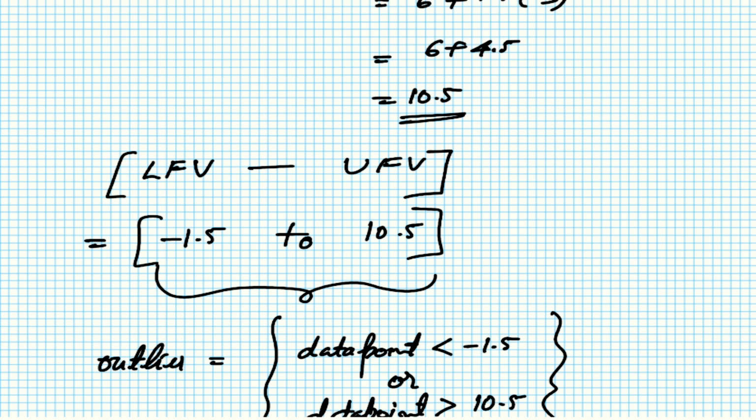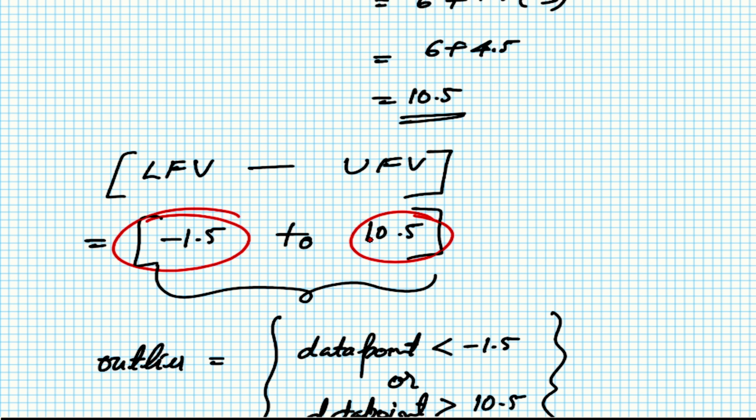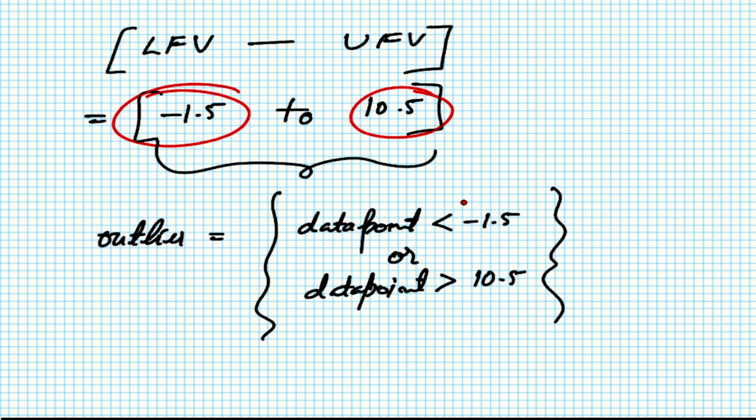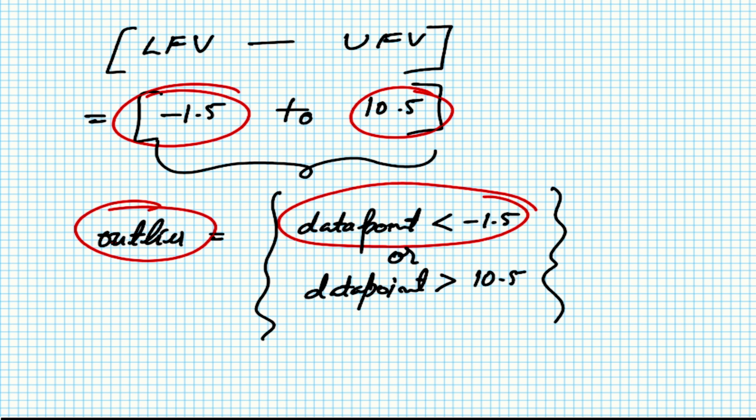So the lower fence value and the upper fence value are the two things which we need to calculate initially. Now you see, I have written the lower fence value and the upper fence value here, right? Any data point that lies within this range is not an outlier. So how do you detect the outlier? Outside these numbers. If it is lesser than minus 1.5, then that is an outlier. If the data point is greater than 10.5, that is also an outlier.